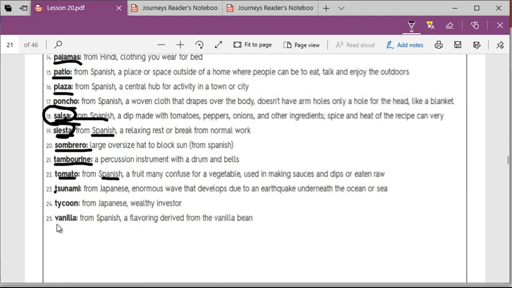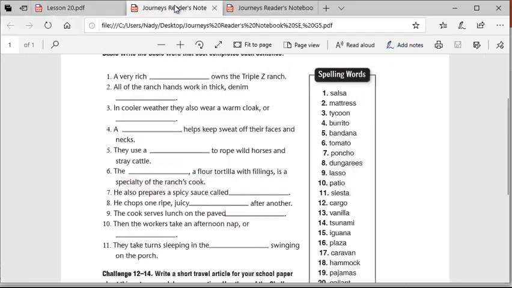And the last word is vanilla. This word comes from Spanish, and we all know vanilla and chocolate when it comes to ice cream. Of course, ice cream is one of the best things I'm sure you love to eat. So let's go now to our lesson, but we're not going to go to this.